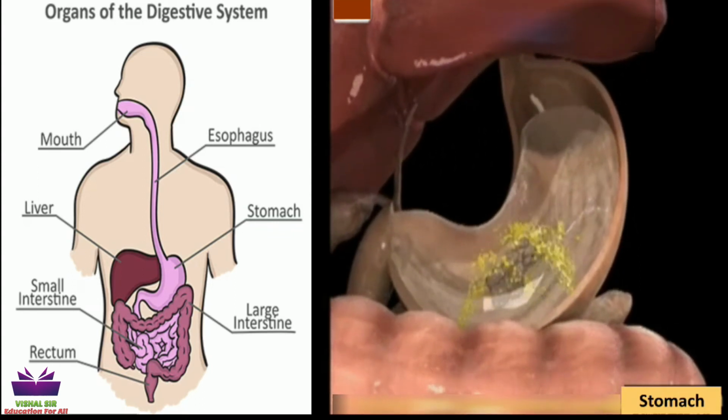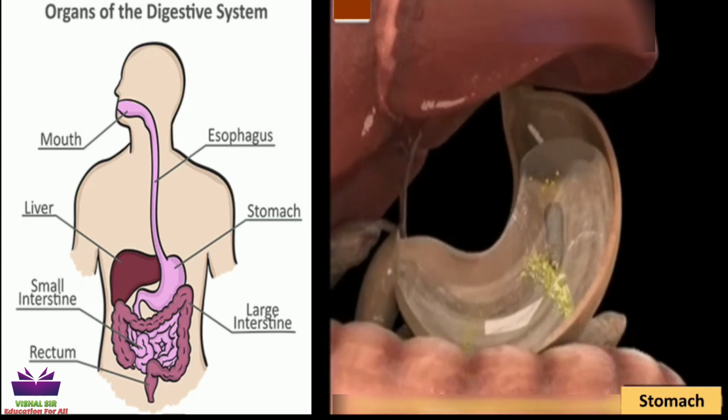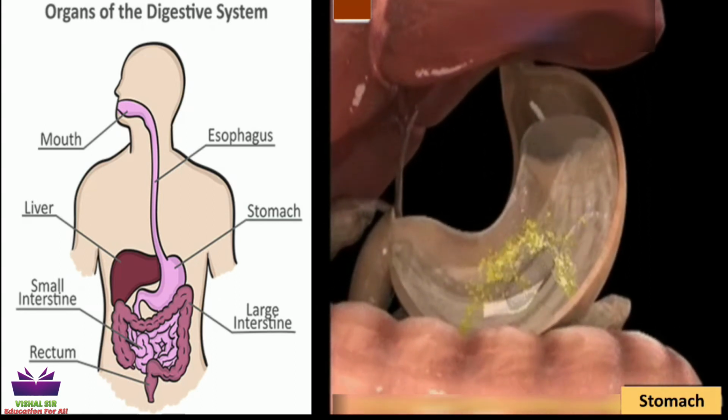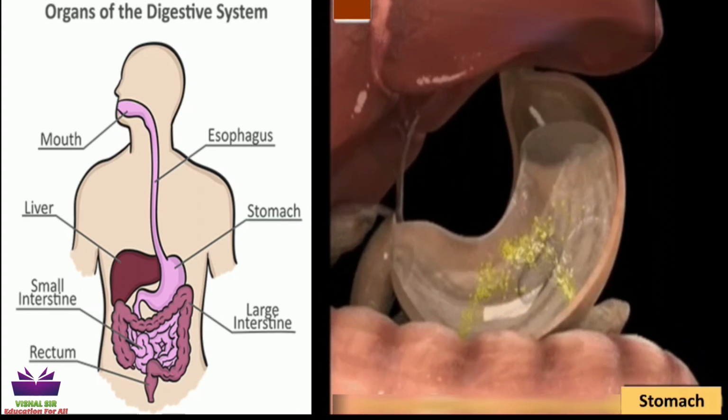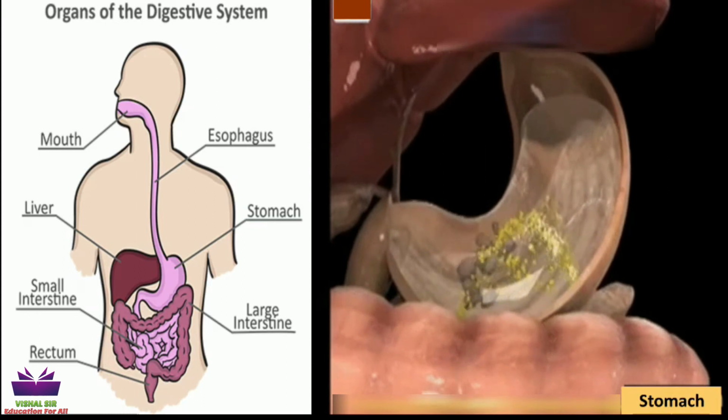In the stomach, the food begins to churn. Churn means the complex substances break up into simpler substances with the help of the gastric juices.